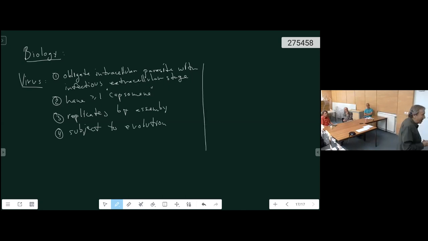We'll come to the life cycle in a minute, but there are two kinds of Herculean tasks they must pull off. One of them is, this capsid is pretty small, so the genome has to be pretty small to fit inside it. So they have to very cleverly code enough proteins for their function in a small genome.